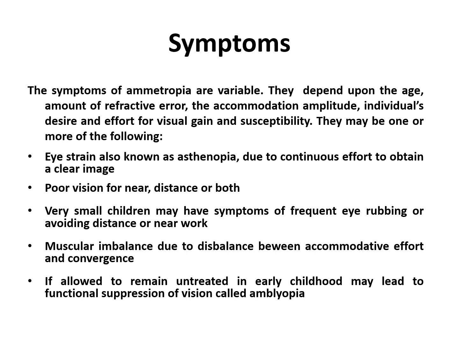The symptoms of ametropia are variable. They depend upon the age, amount of refractive error, the accommodation amplitude, individual's desire and effort for visual gain, and his susceptibility. They may be one or more of the following. Eye strain, also known as asthenopia, is due to continuous effort to obtain a clear image. Poor vision for near, distance, or both.